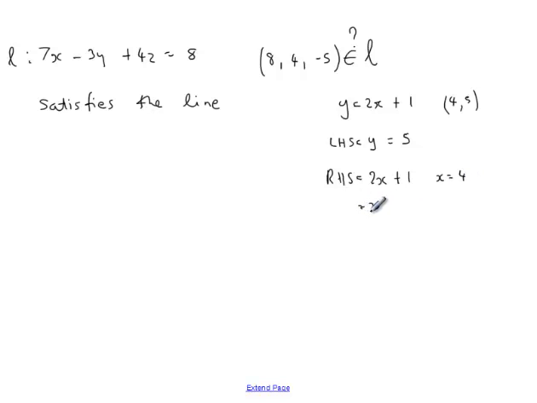Then 2 times 2 plus, 2 times 4 plus 1 equals 9. Then the right-hand side is not equal to the left-hand side. Therefore, (4, 5) does not belong to the line. You can say now (4, 5) is not on the line y equals 2x plus 1.